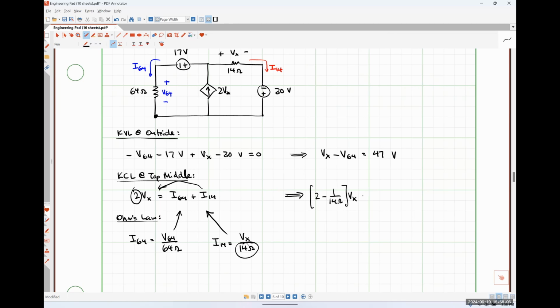And then I'm going to have minus 1 over 64 times... and if you see now, I have two equations with two unknowns, which would allow me to solve for Vx. So that's how I would, quote unquote, kitchen sink this problem.